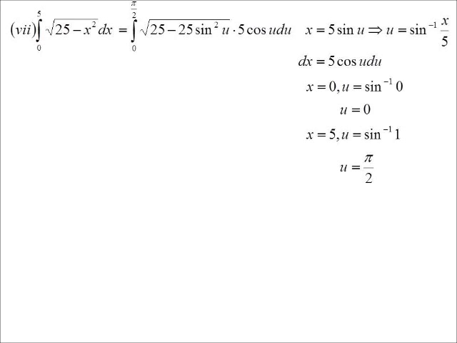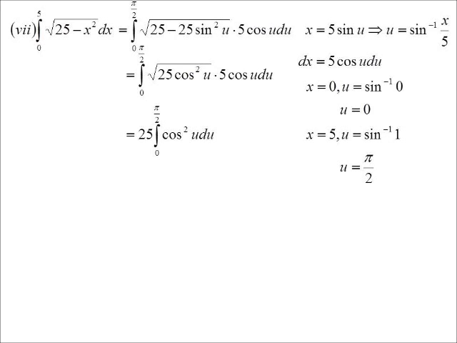But square root of 25 minus 25 sine squared: 25 minus 25 sine squared is 25 cos squared. The square root of 25 cos squared is 5 cos. So I've got 5 cos u times 5 cos u, which is 25, there we go, 25 cos squared.